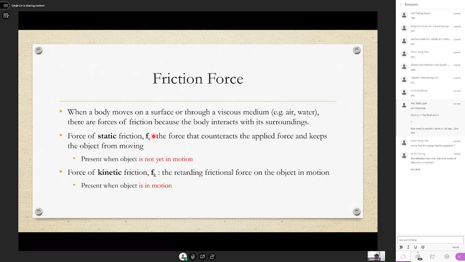Okay, when it hasn't moved yet, that means the friction that is trying to stop it is static friction. It is there when it's not moving yet. But let's say you keep applying force, then suddenly you overcome that, and the object, the box that you are pushing, is moving. You apply a lot of force, but the object moves very slowly. But it's already in motion. That friction that is trying to hold you back is Fk, kinetic, because it's already in motion. So the difference is one is when it's not moving yet, the other one is already moving.